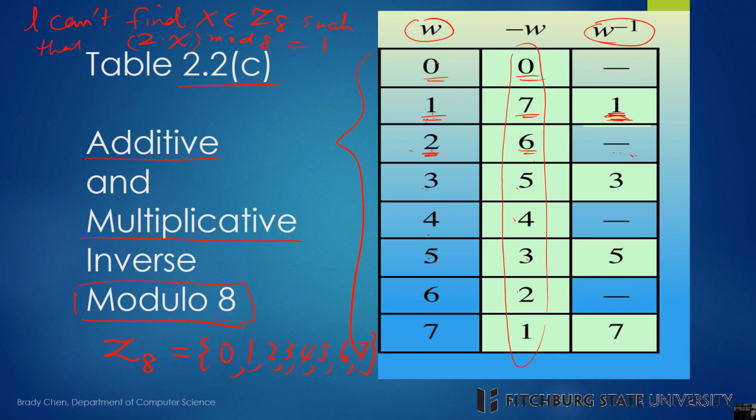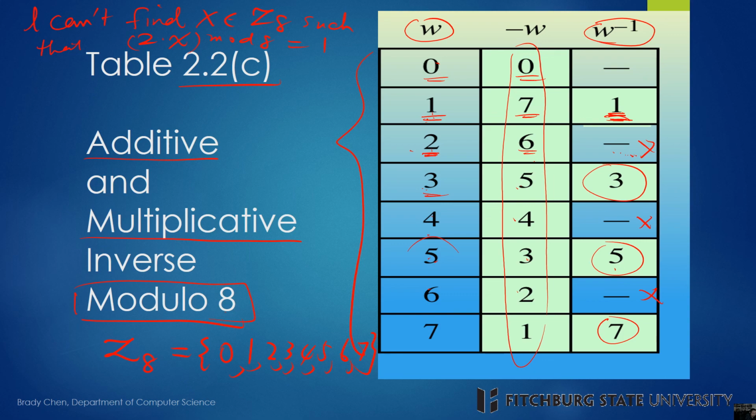Now 3 has an inverse. Okay, the inverse is actually itself. 3 is the multiplicative inverse of 3 modulo 8. Now 4 has no multiplicative inverse modulo 8. 6 has no multiplicative inverse modulo 8. Now 5 is the multiplicative inverse of 5 modulo 8. 7 is the multiplicative inverse of 7 modulo 8.